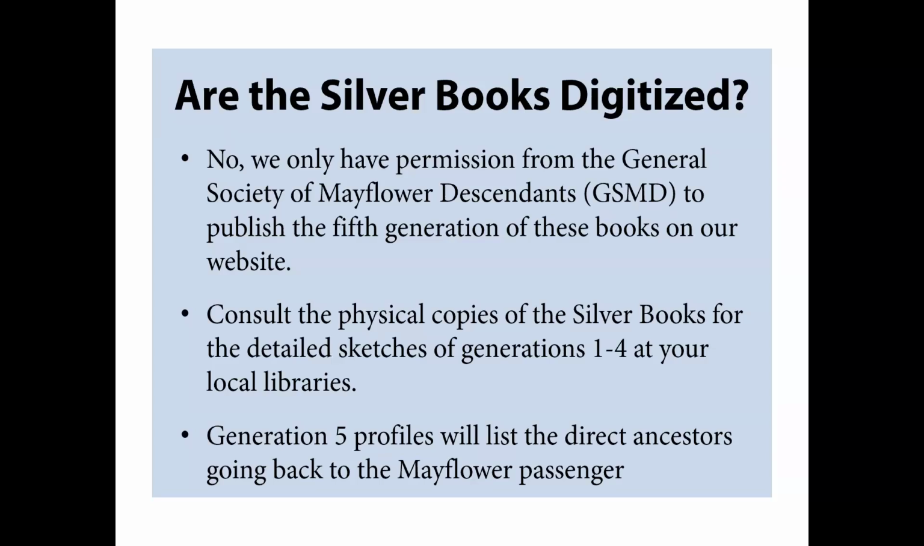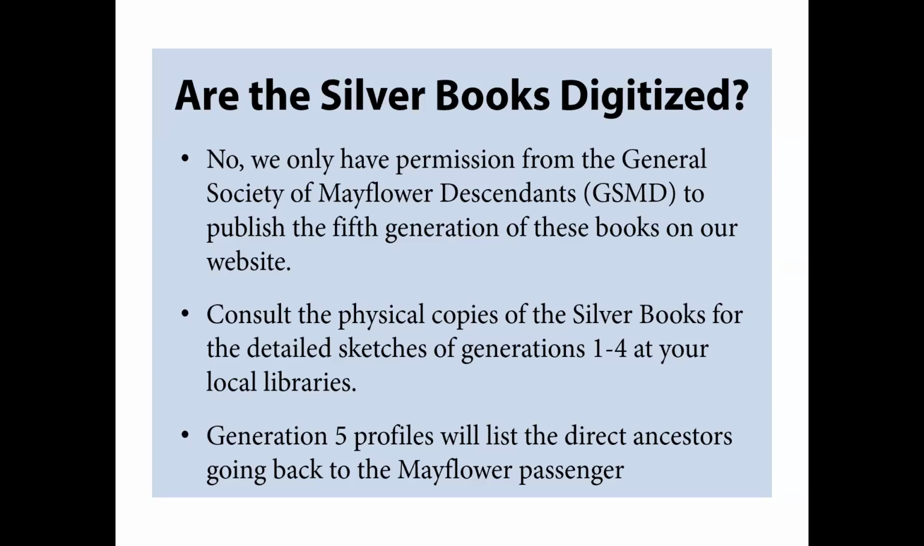Now, we have these books in our library, and what I want to note is that we do have a database on our website that allows us to publish the fifth generation of these books. Due to copyright, we don't have permission to put generations 1 through 4. So keep in mind that when you're going to our website, you're seeing generation 5 and sometimes 5 on, and that's it. You're not seeing the earlier ones. So you may need to go to your local library to review generations 1 through 4 if you're trying to look at those sketches.